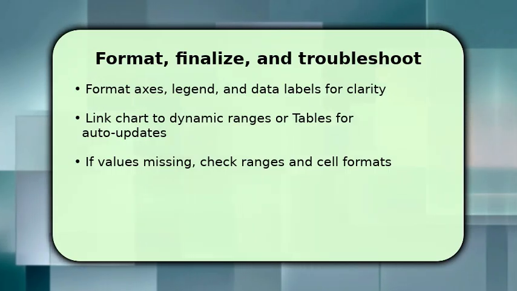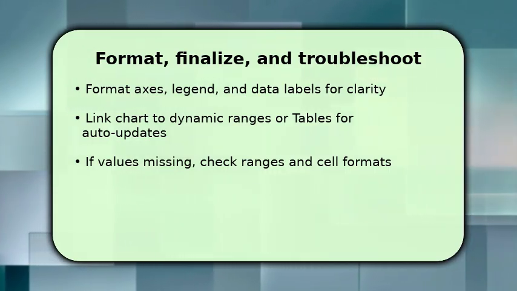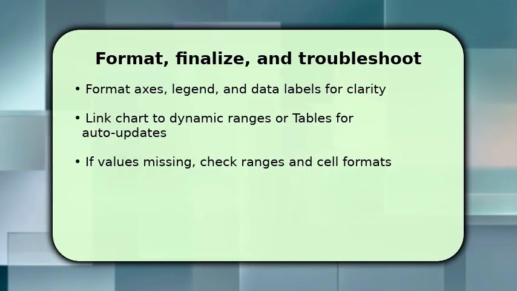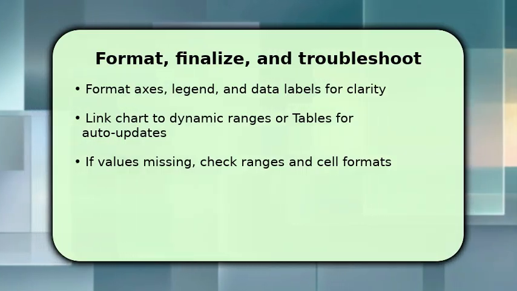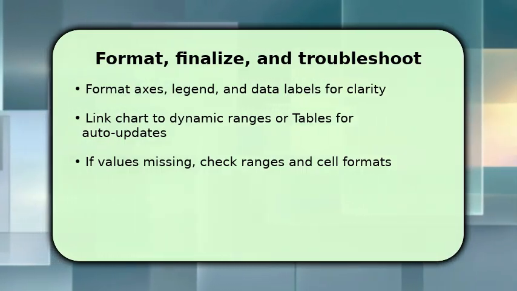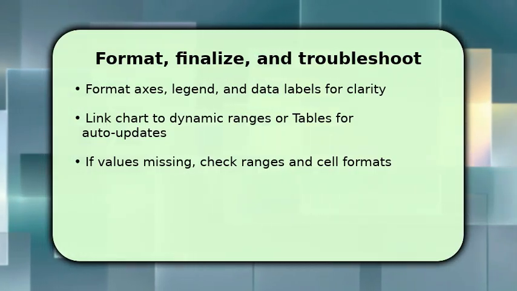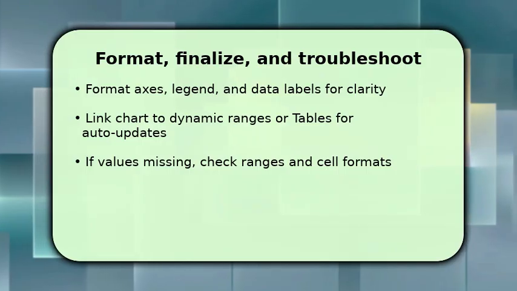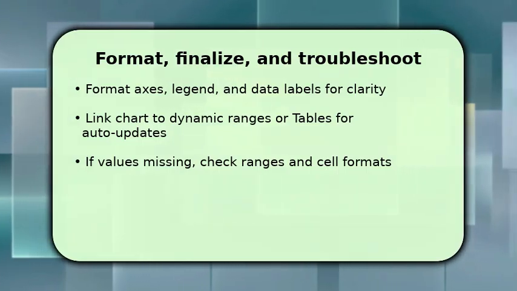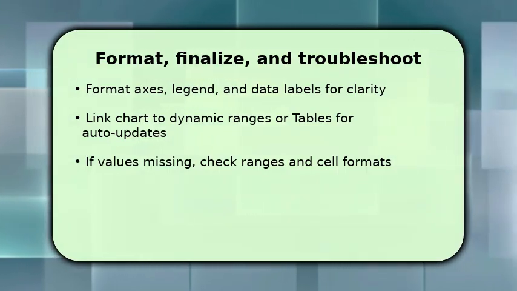To keep updates automatic, convert your range to a table or use dynamic named ranges so new rows update the chart. If data doesn't appear after changes, first confirm the select data ranges include the new cells and that cells aren't text formatted. If problems persist, inspect hidden rows or filters, then refresh the workbook.